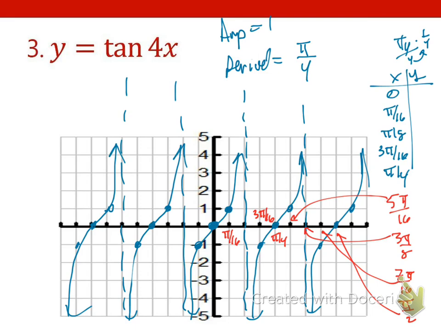The first asymptote here is at pi over 8. Right? And if we plug pi over 8 in for x, we would get tangent of 4 times pi over 8, which reduces down, and you get tangent of pi over 2. What's tangent of pi over 2? It's undefined. So the asymptote needs to be there.